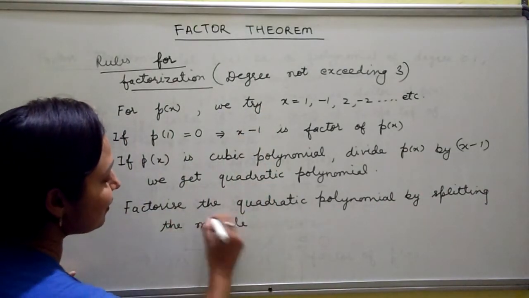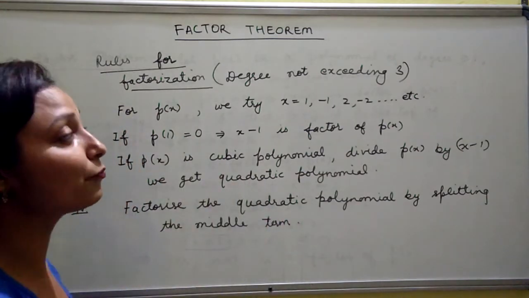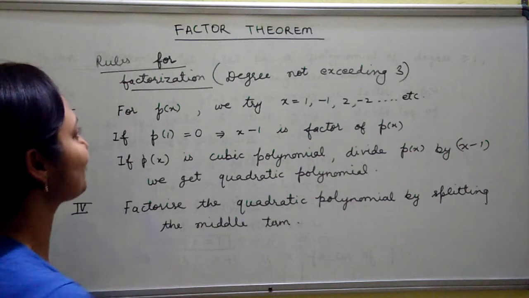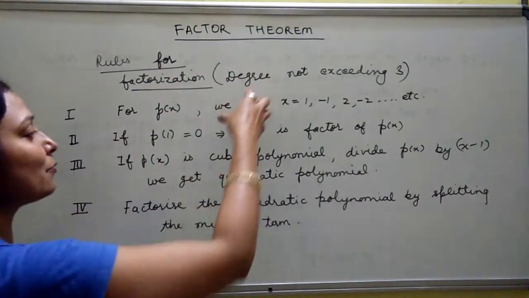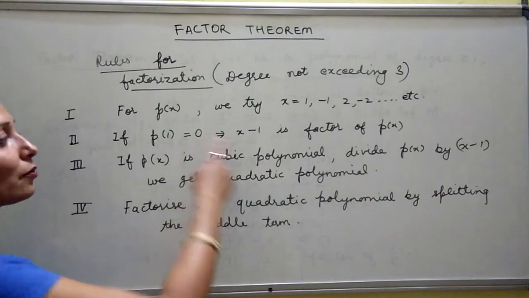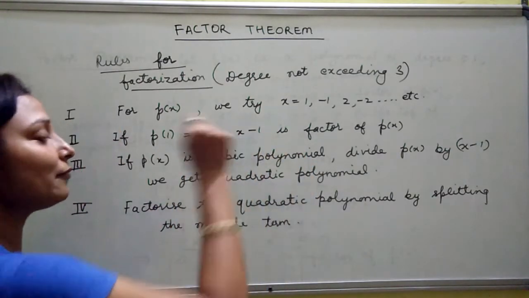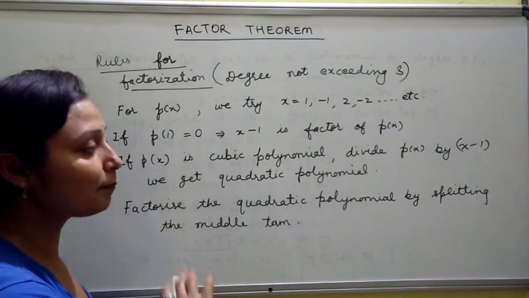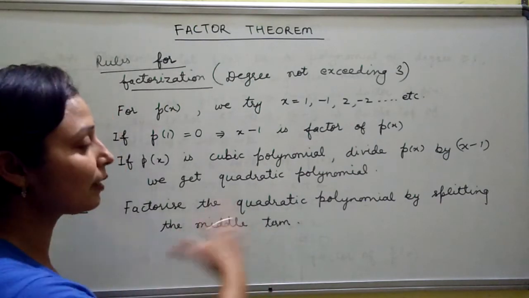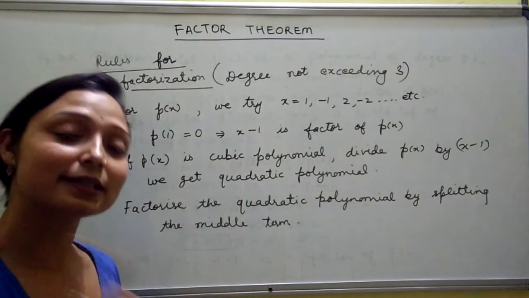Right? For understanding these rules, we need one example. I will repeat again. Take p(x), put in the values. If any value makes it 0, that is a factor of the given polynomial. Divide the given polynomial by that factor, and you get a quadratic polynomial. By splitting the middle term, you can find the other two factors if the polynomial is of degree 3.